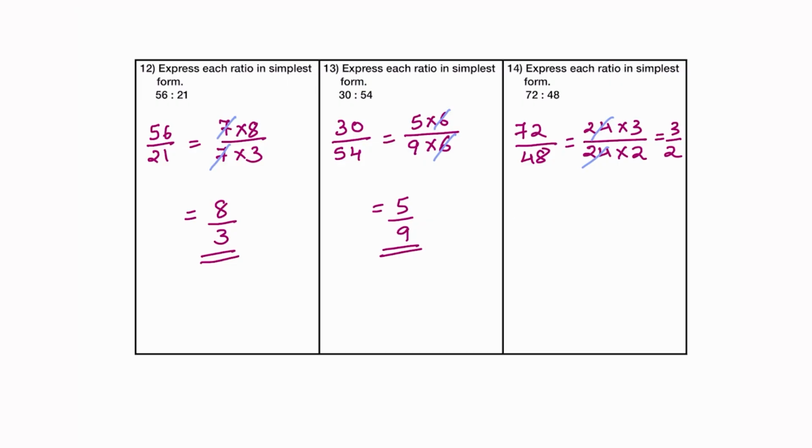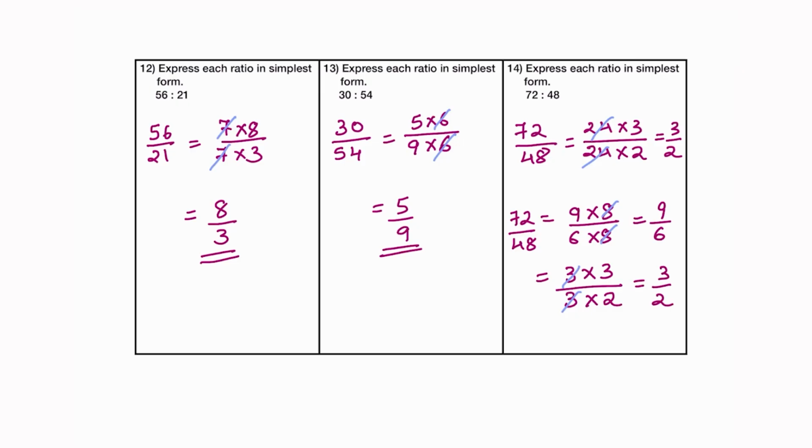So you can go like this. 72 equals 9 times 8 and 48 here, that is 6 times 8. So we cancel 8 and 8. That means we have 9 over 6 here, right? So 9 can be written as 3 times 3 and 6 can be written as 3 times 2. So 3 and 3 out, which means this is 3 over 2.